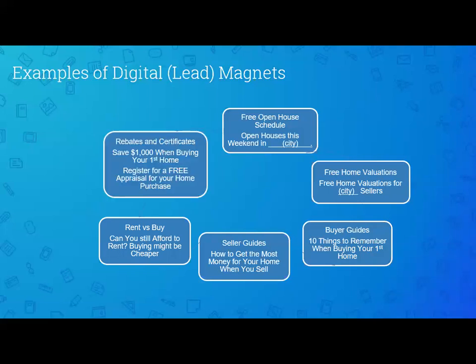This was the top performing one by far. Everybody likes something for free. Rebates and certificates. Get $1,000 back when you buy a house. Get $2,000 when you buy a house. Save $600 and get a free appraisal. Leverage some of the relationships that you have instead of just giving away money. Or would you be willing to give somebody $1,000 if they bought a $300,000 house?